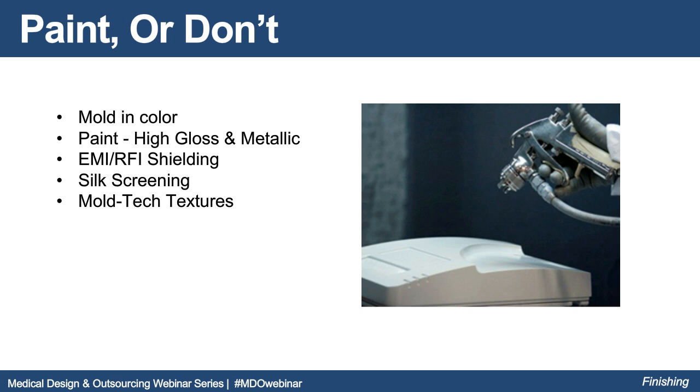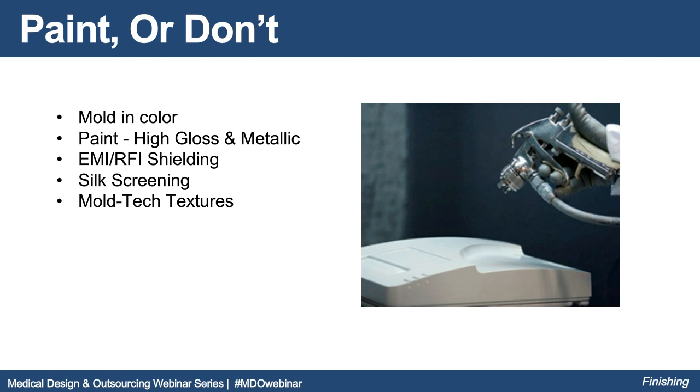EMI RFI shielding, that's another thing that's commonly done. We're going to utilize an ohm reader to test that the shielding has been applied properly, and then we also test as applied for thickness. Silk screening is done in-house. That's not an issue. It's something that we do on the majority of our medical devices. And again, talking about textures, any texture requirement that Moldtec will be able to achieve on the tool is something that we can process.